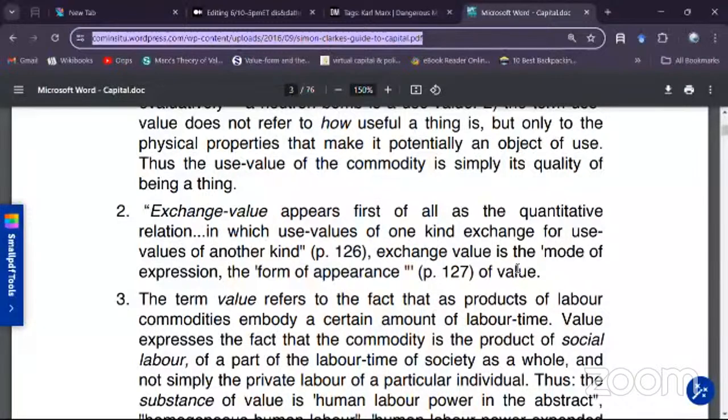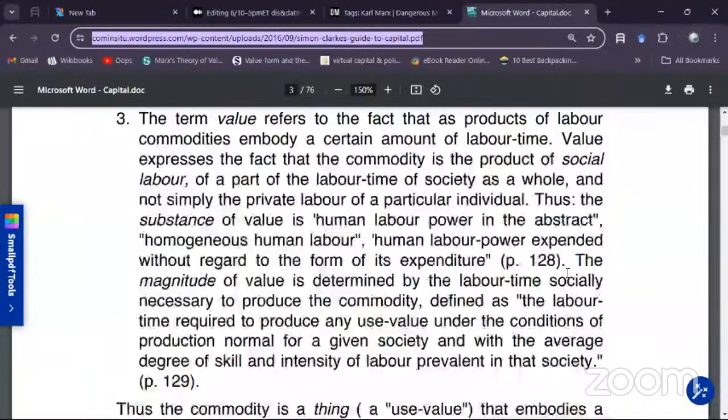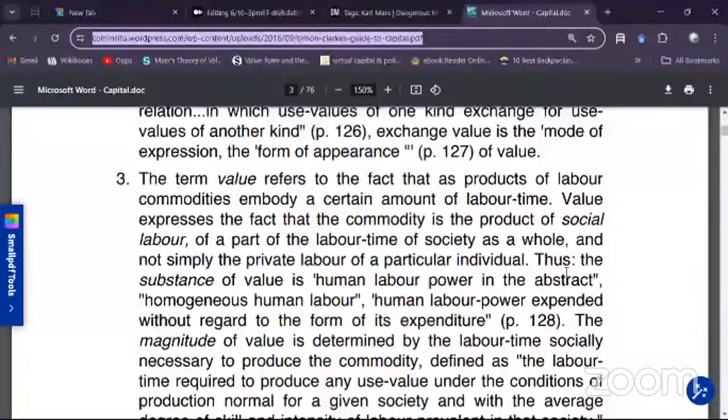Exchange value is the mode of expression, the form of appearance. And in fact, that's what marketing, merchandising, and so on is to the average business person. Three, the term value refers to the fact that as products of labor, commodities embody a certain amount of labor time. And we've seen this, I've already mentioned this before. This is the first kind of sense that you have. Well, if we're going to measure this, how long did you work on it?